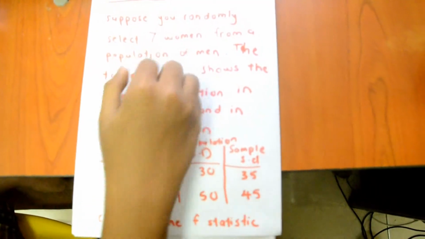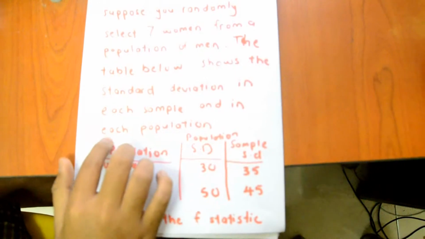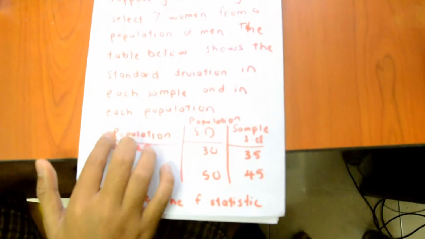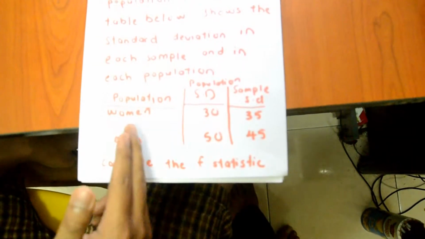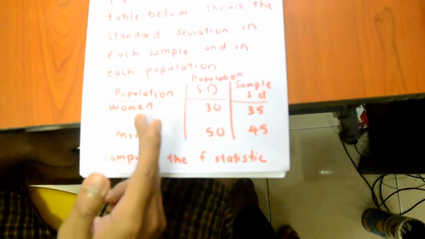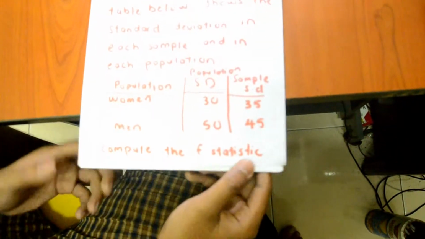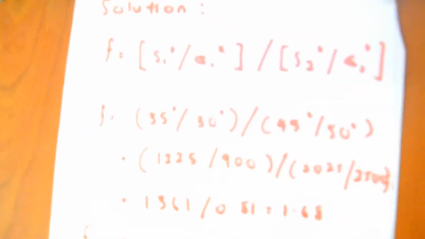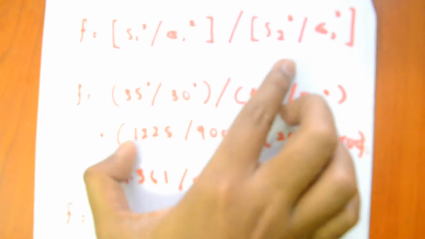Suppose you randomly select 7 women from a population of women and men from a population of men. The table below shows the standard deviation in each sample and each population. Population standard deviation of women is 30 and for men is 50. Sample standard deviation of women is 35 and men 45. Compute the F statistic. The F statistic can be computed from the population and sample standard deviation using this equation.